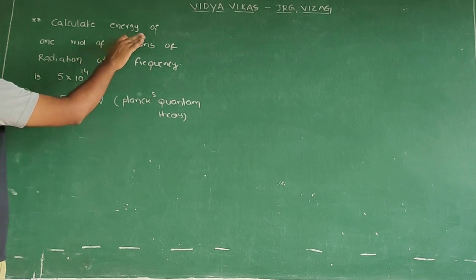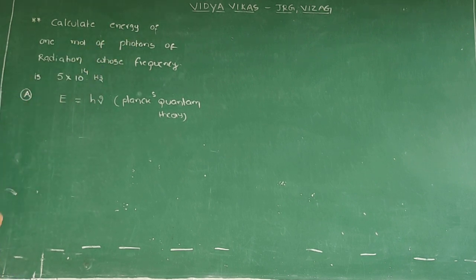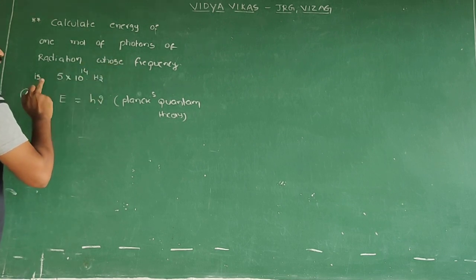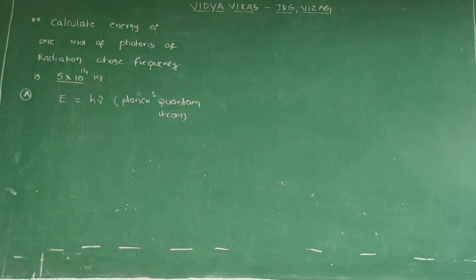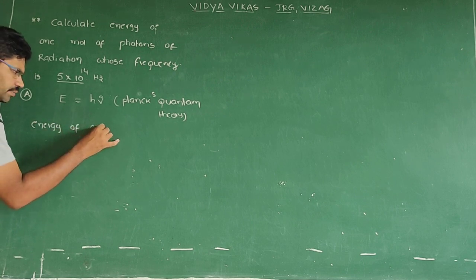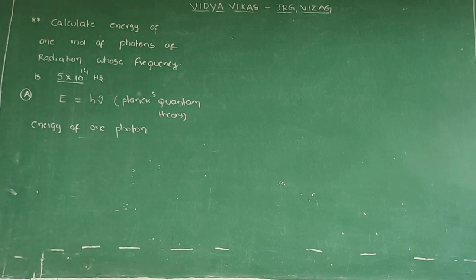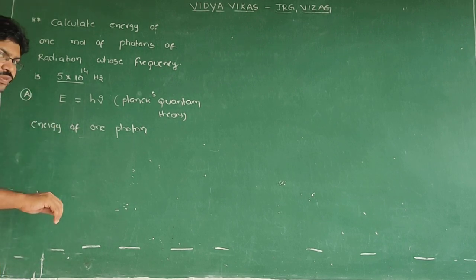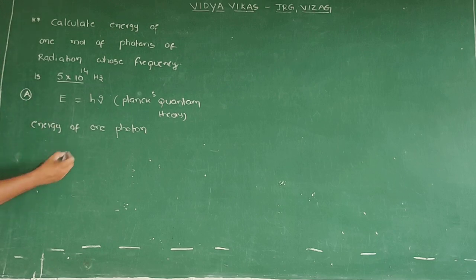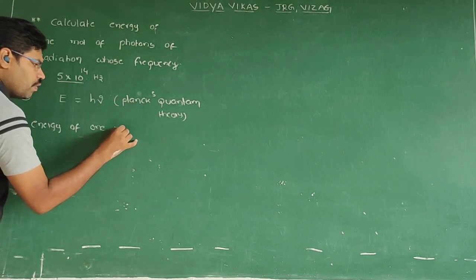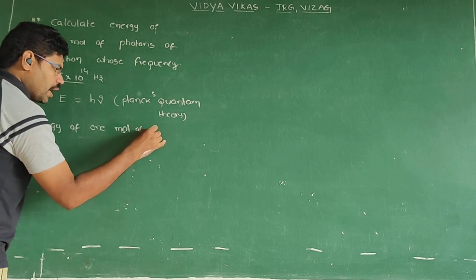Students, the question asks about the energy of 1 mole of photons whose radiation has frequency 5 into 10 power 14 Hz. First of all, we can calculate the energy of 1 photon, and then we go for the energy of 1 mole of photons. Or, if you are interested, we can write the direct formula for the energy of 1 mole of photons.